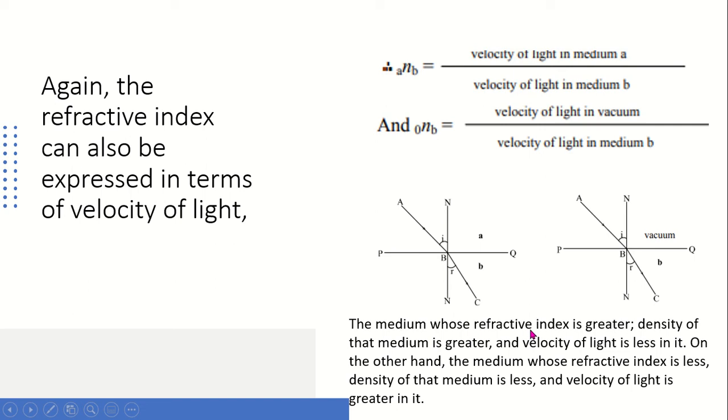The medium whose refractive index is greater, the density of that medium is greater, and the velocity of light is less in it. On the other hand, the medium whose refractive index is less, the density of that medium is less, and the velocity of light is greater in it. Dear students, you should remember this information. For doing mathematical problems, you will require this.